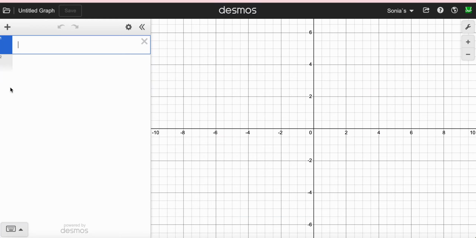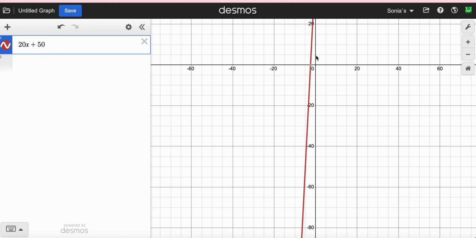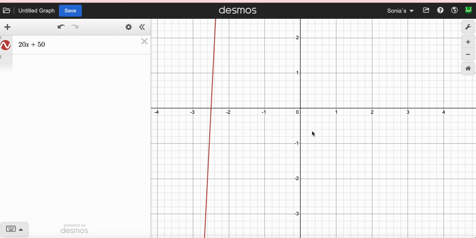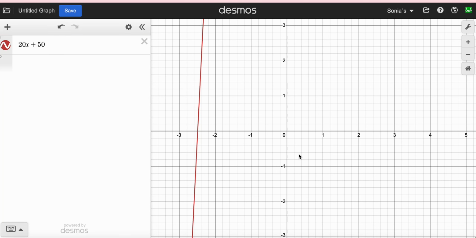So let's see how I can put it on the graph. 20x plus 50. Now you see, if I just want to see the y-intercept, it is too far. I have to scroll a lot to reach 50 because it's going by 2, 4, 6, 8. Now I can either zoom in or zoom out, but then x and y both will change. So I want to keep x as 1, 2, 3, 4 because these are the number of months and I don't want negative values. And I want to change y with 50 or maybe 25.